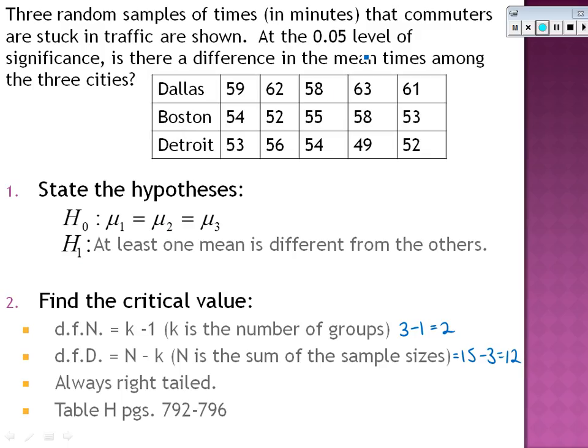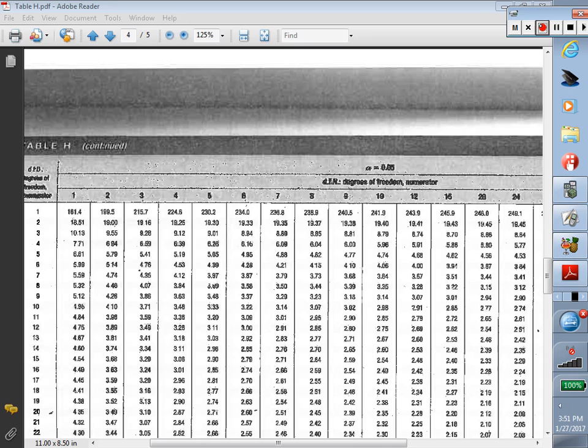Our alpha value is at 0.05, so let's go to Table H. We have to make sure we're on the page for alpha 0.05. Degrees of freedom denominator is in the left-hand column. That's going to be at 12. Degrees of freedom numerator is in the top row. So 12 and 2, 3.89 should be our critical value. Let's go ahead and jot that down.